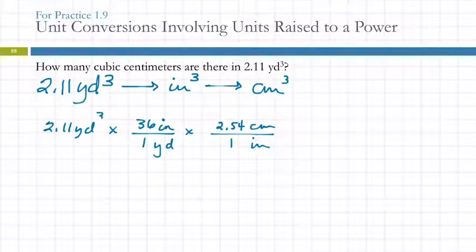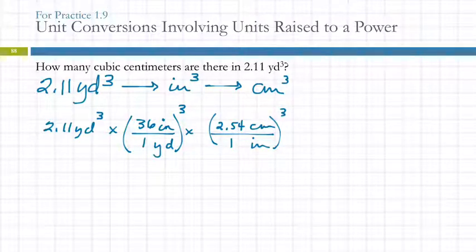But this is yards cubed. So this conversion factor has to be cubed, and this conversion factor has to be cubed. When I do that, it cubes all the units inside and all the numbers inside. So you should write this down. This is called showing your work, and it's a big deal. Show your work. Many people can just run that straight through in their calculator and be fine. But I just want to expand on this a little bit and make sure that you understand what this is meaning.